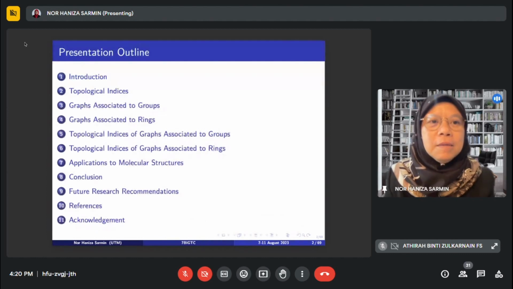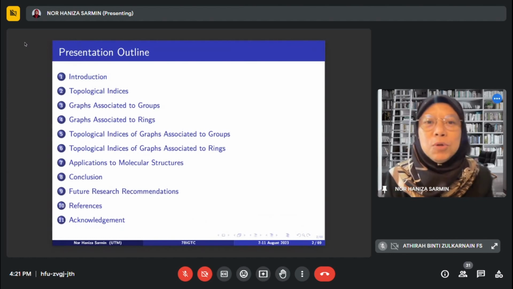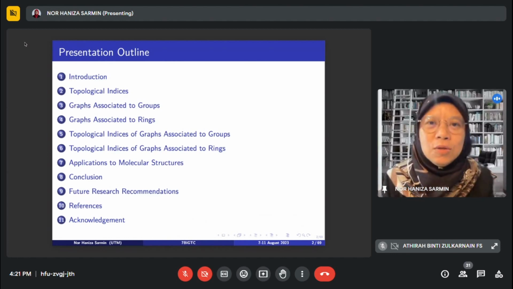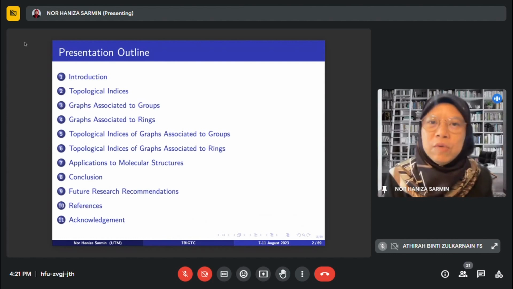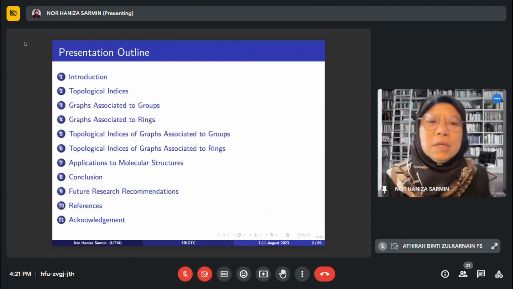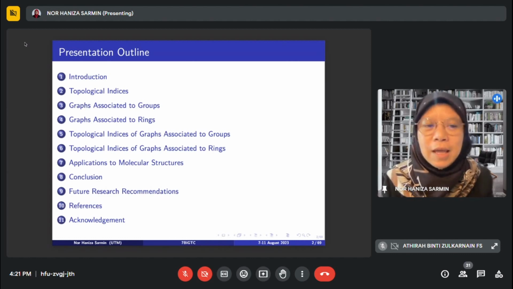My presentation outline is as follows. I will introduce a little bit about the motivation, what are the topological indices, and also we have seen some graphs associated to groups, including the non-commuting graph. I'll just briefly share the definition. And we also have graphs associated to rings, and we will see today some results found on the topological indices of graphs associated to these groups and rings. We see a little bit of application on molecular structure at the end, followed by conclusion and our research recommendations.